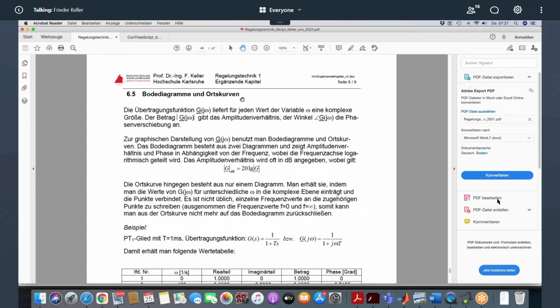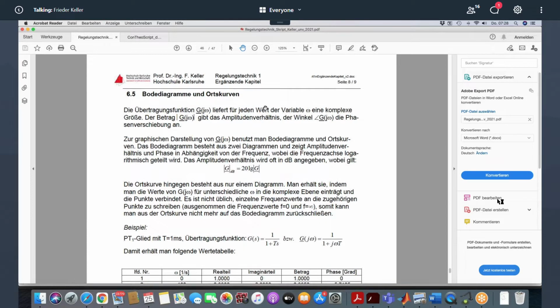Do you know about Orts curve? In English, it's the Nyquist diagram, Nyquist plot. Keine Idee. Okay, good. And we will discuss that probably today, because we need those Bode diagrams and Orts curve.